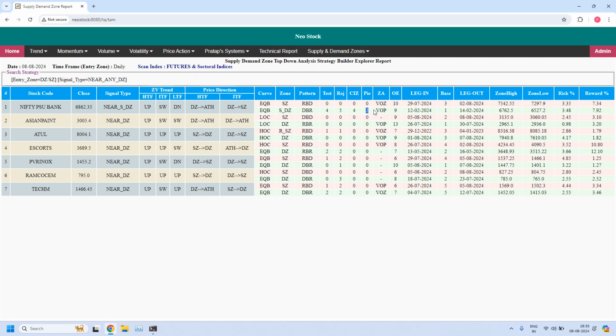This is already a pierced zone, so not a valid high liquidity zone. So we don't have any high liquidity daily demand zones from this list.